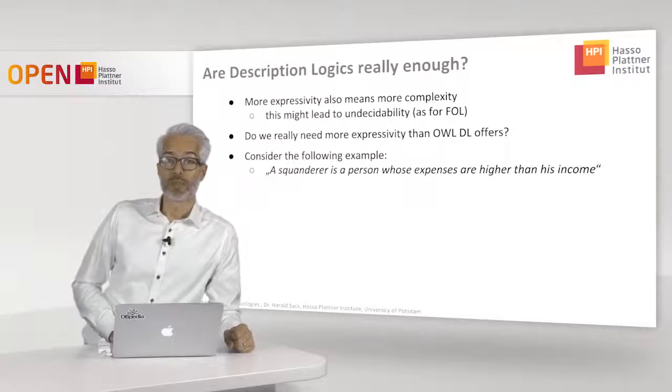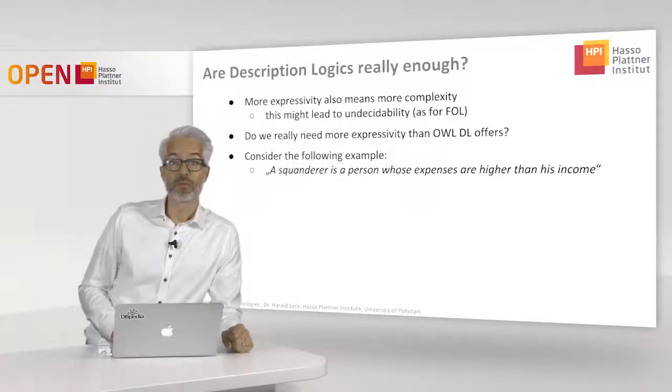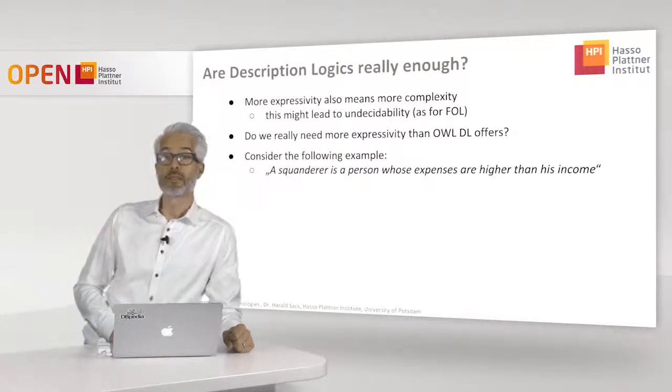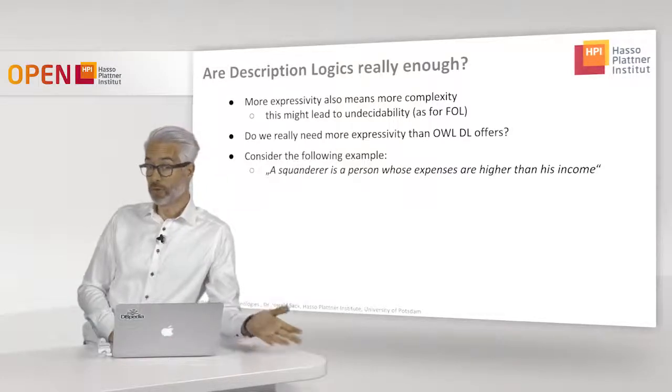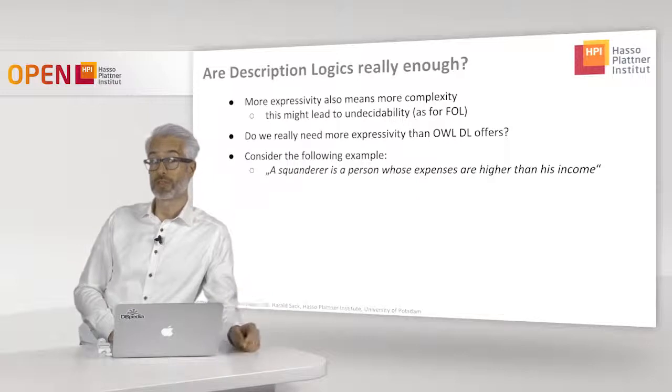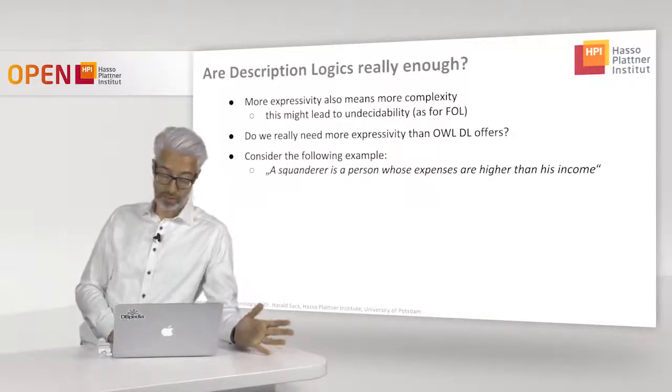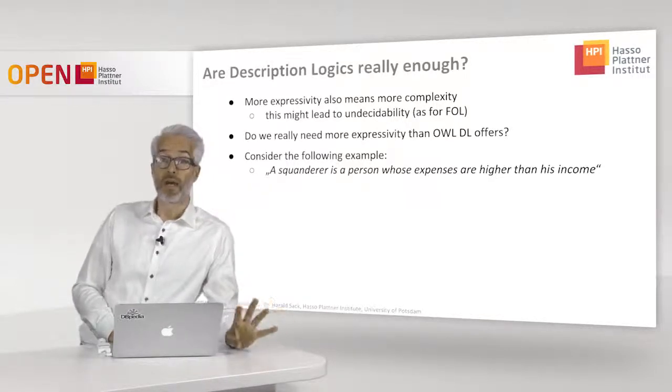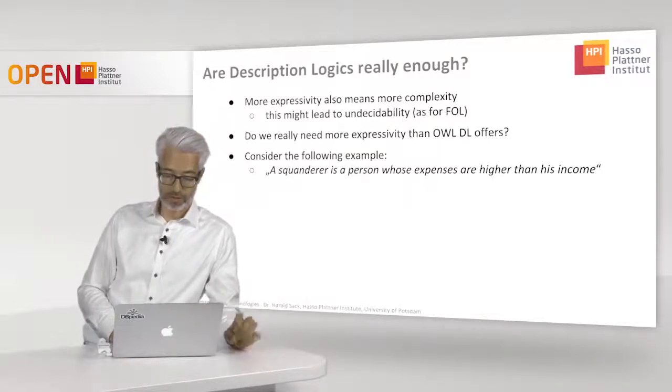Let's say we have the following statement: a squanderer is a person whose expenses are higher than his income. Now your task would be to define this with the help of a description logic. Okay, so let's have a look at the sentence. Okay, we have a class, a squanderer, and it's defined as a person. A squanderer is a person, that's easy.